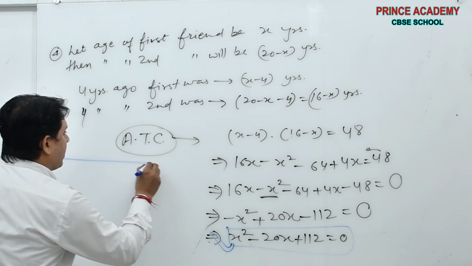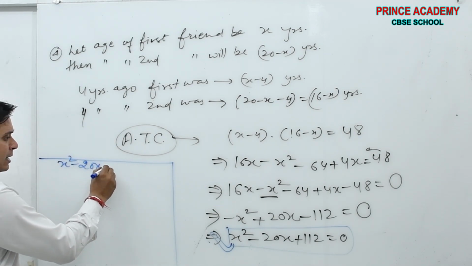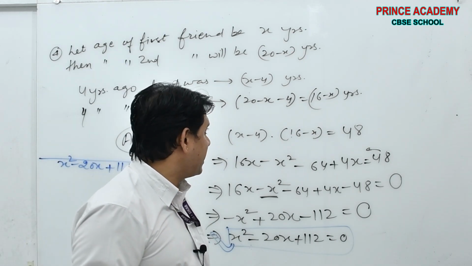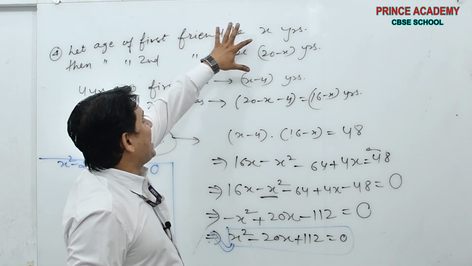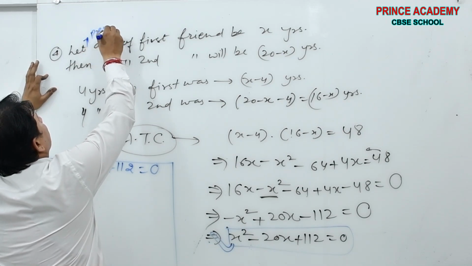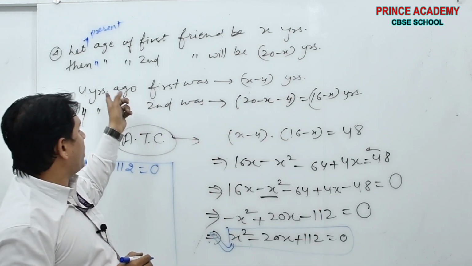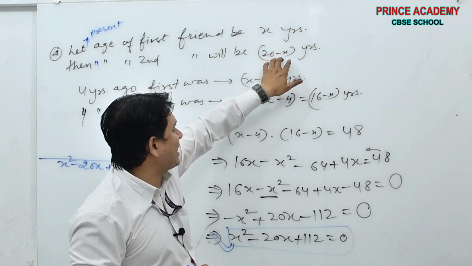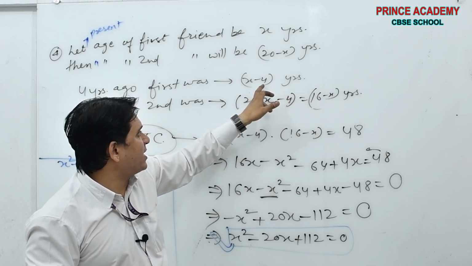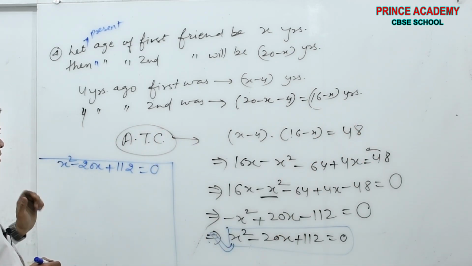Now I am solving the remaining portion here. Equation is x square minus 20x plus 112 is equal to 0. Yes or no? See beta, present age x we considered. Present age of first friend, second friend. 4 years ago, x minus 4, 20 minus x minus 4. And 4 years ago, the product of their ages will be this into this, and it was given 48. From here we made the condition.